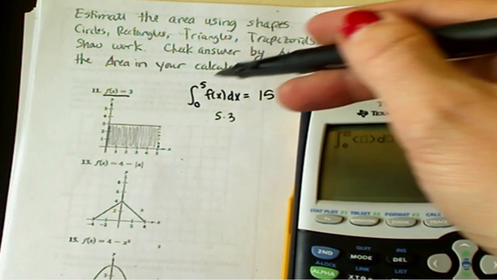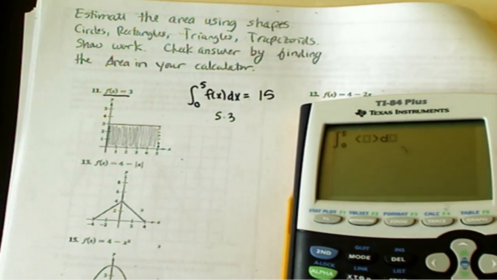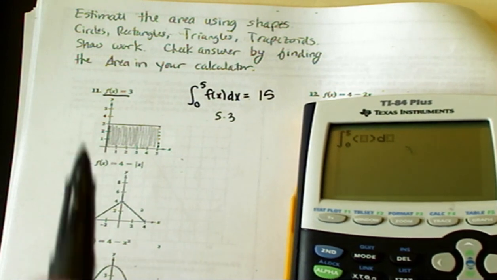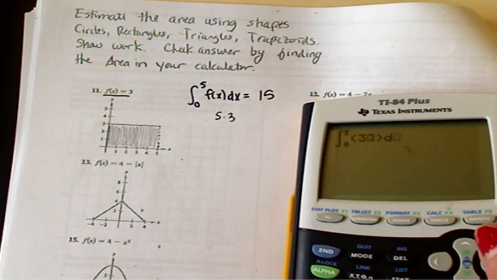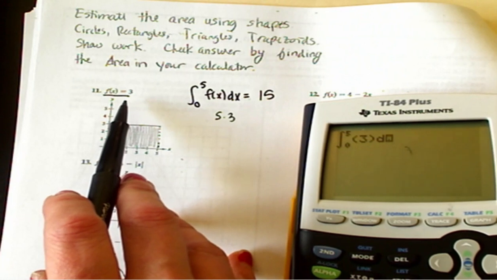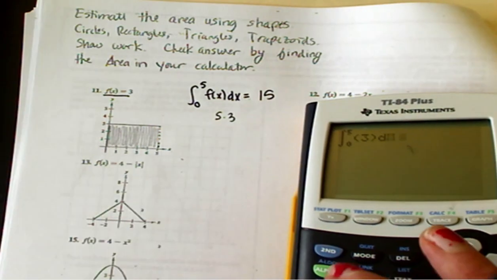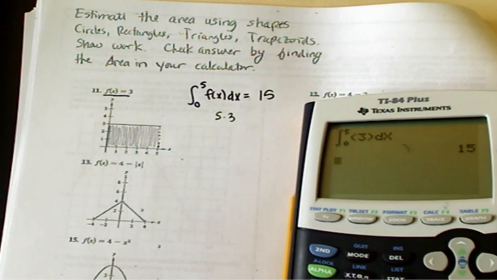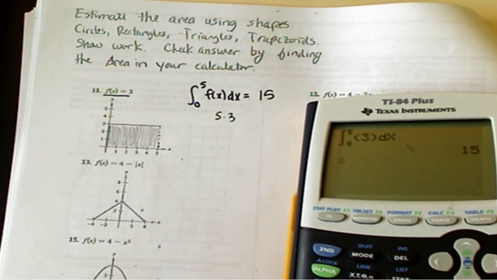You're literally copying what you typed here. Okay, except you can either type f of x, which we don't have, or you can just type 3, because that's what it was. That was what it's actually equal to. And then dx. Press enter. Oh, it'll give you it. Now this is the exact answer.